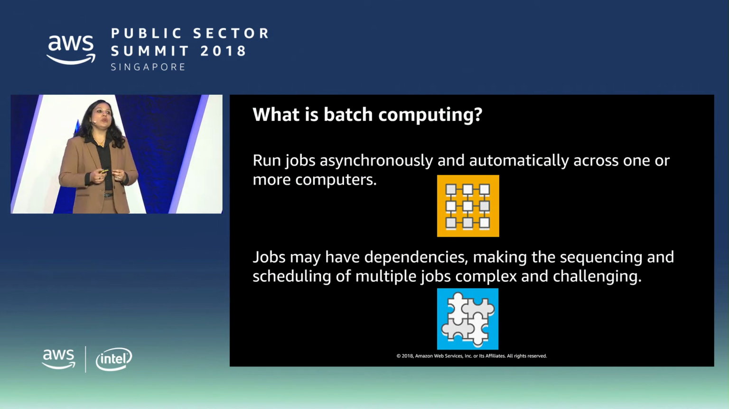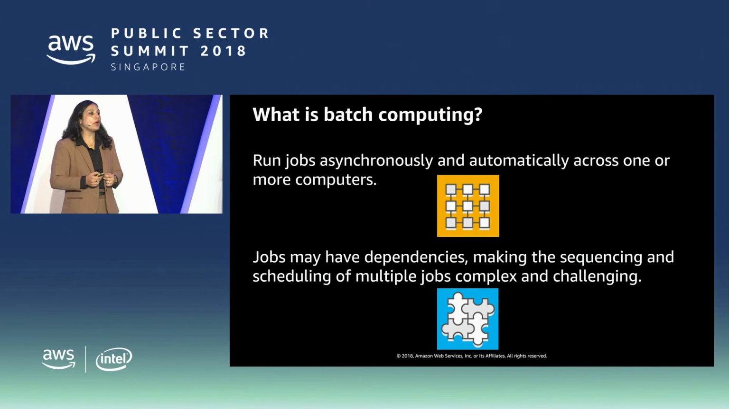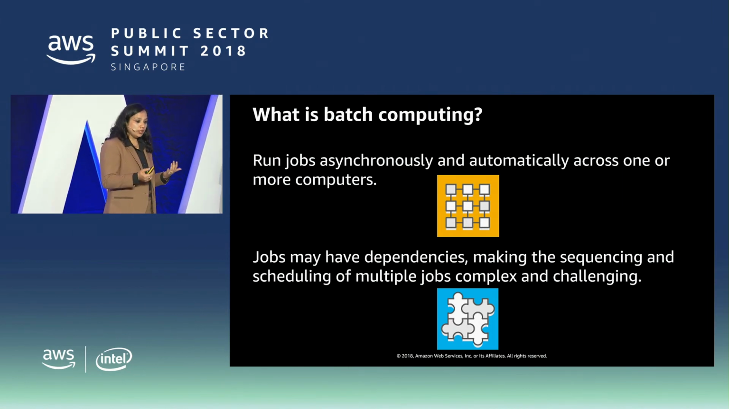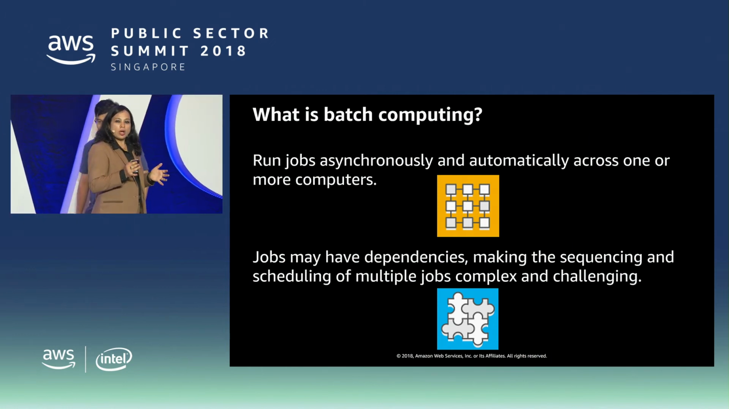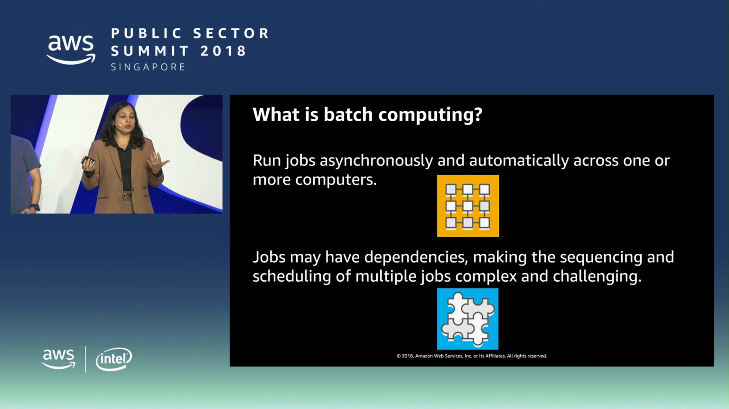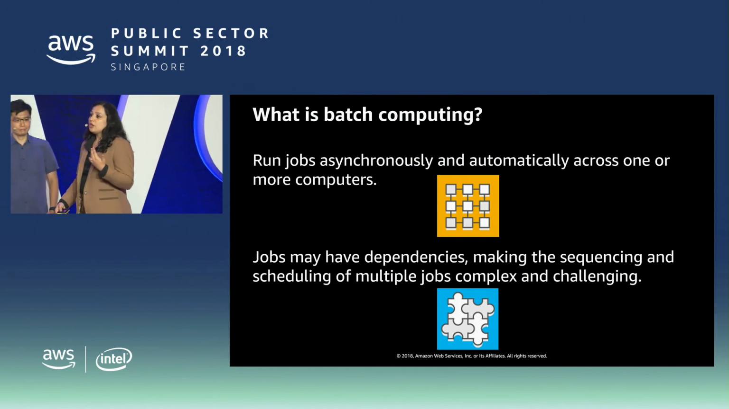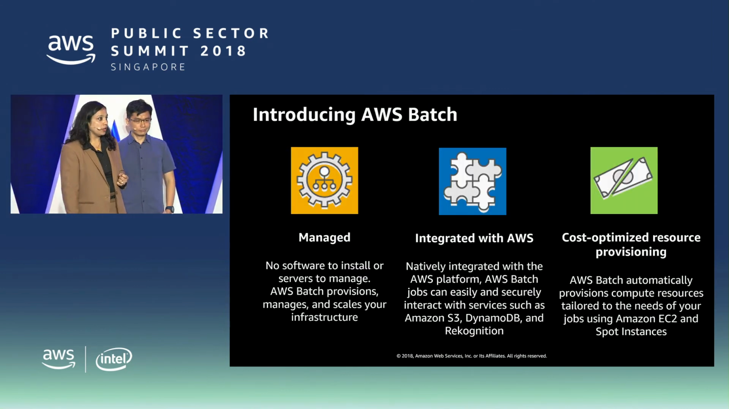Batch computing is where you run your jobs asynchronously and automatically across one or more computers. Now, the jobs may have dependencies, making sequencing and scheduling of multiple jobs complex and challenging, which is exactly what sounds like GIS to me. That is exactly where AWS Batch comes into the picture. So let's look at the features of AWS Batch.